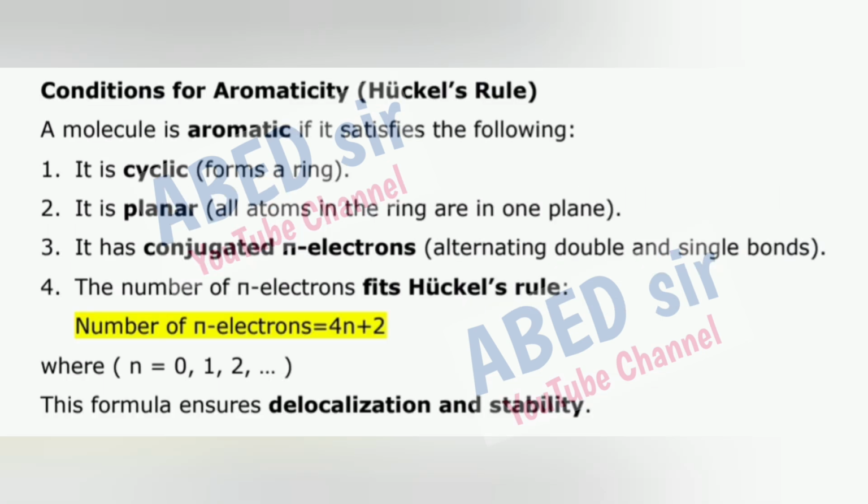Conditions for aromaticity, Huckel's rule. A molecule is aromatic if it satisfies the following. 1. It is cyclic, forming a ring. 2. It is planar, with all atoms in the ring in one plane. 3. It has conjugated pi electrons, alternating double and single bonds. 4. The number of pi electrons fits Huckel's rule: number of pi electrons equals 4n plus 2, where n equals 0, 1, 2. This formula ensures delocalization and stability.